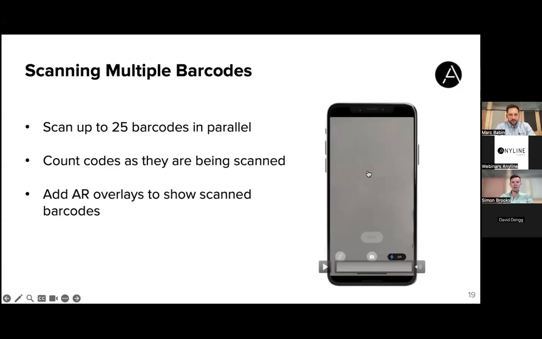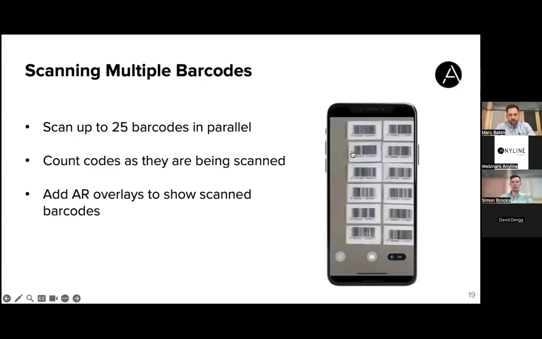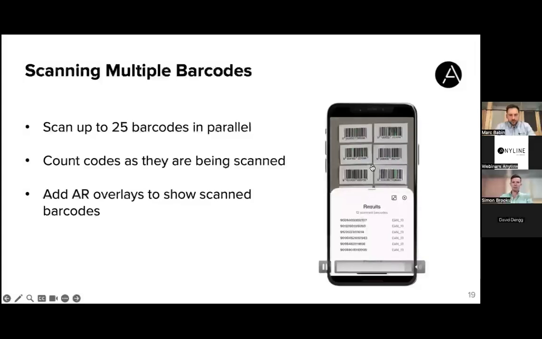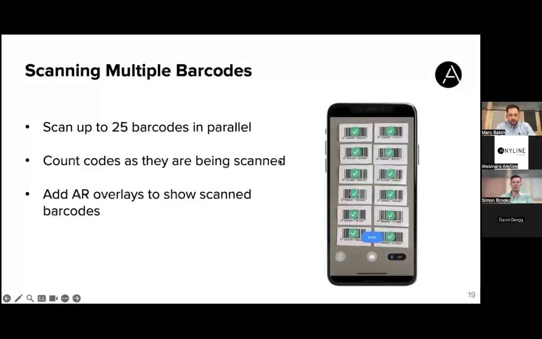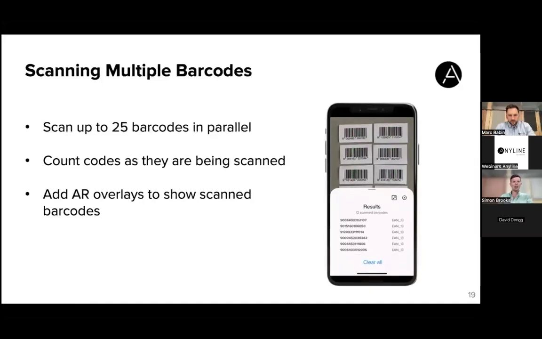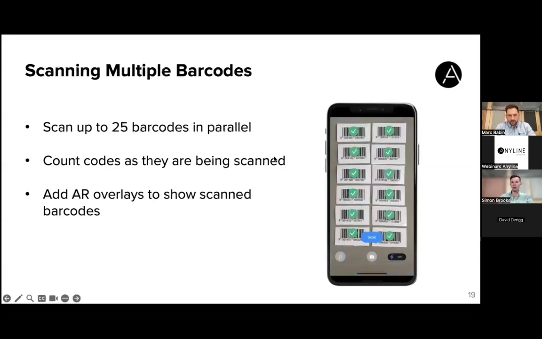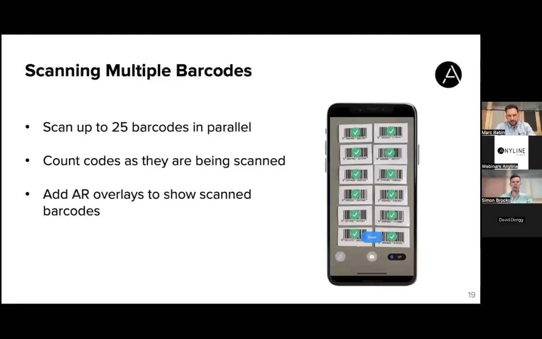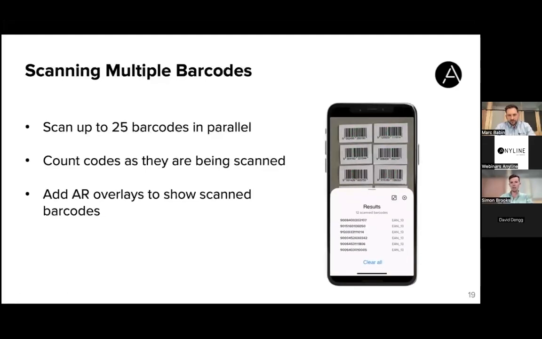When it comes to scanning multiple barcodes, scan up to 25 barcodes in parallel. Here we're just showing a quick example with 12 barcodes, but we can do many more than this. We can do batch scanning, counting the codes as they're being scanned. And as you see in the example here, the video, we can show AR overlays over each barcode as it's being scanned. We can scan automatically or with a trigger. Whatever works for your use case can be configured.